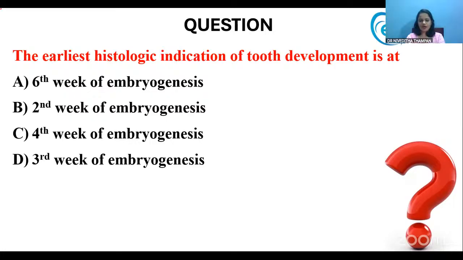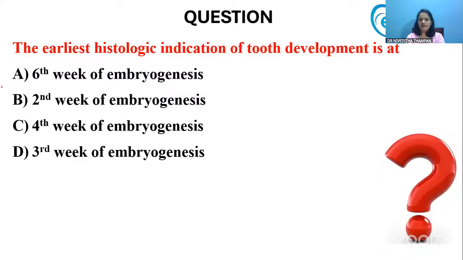Yes, most of you are right, doctors. The earliest histological indication of tooth development usually happens around the 6th week. That's when the basal cells of the oral ectoderm start proliferating and grow into the ectomesenchyme. So that usually happens by around the 6th week of embryogenesis.